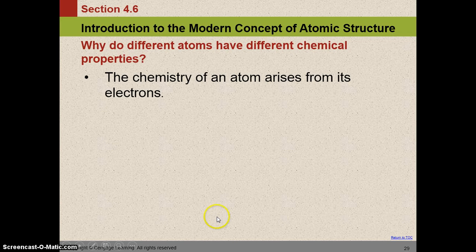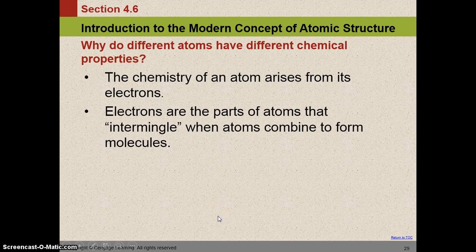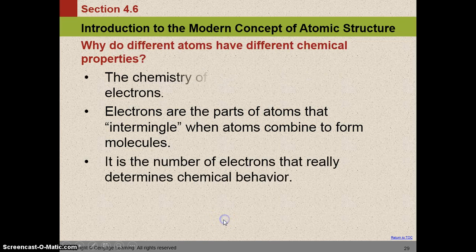So why do different atoms have different chemical properties? Well, the chemistry of an atom arises from its electrons. Electrons are the part that actually engage with and intermingle when atoms combine to form molecules. They're like the socialites of the atom. It's the number of electrons that really determines the chemical behavior. So if you're asked the question, what determines the chemical behavior of an atom, it would be the electrons.